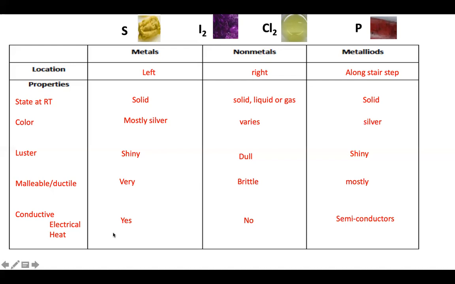In terms of heat conductivity, metals are conductive of heat. So if you put a spoon in a pan of boiling water and the spoon is metal, you will feel that on the handle. The heat will conduct up the metal. Non-metals, those that are solid, of course, tend to be insulators. So they do not conduct heat. And metalloids vary, but for the most part, they do conduct some heat.